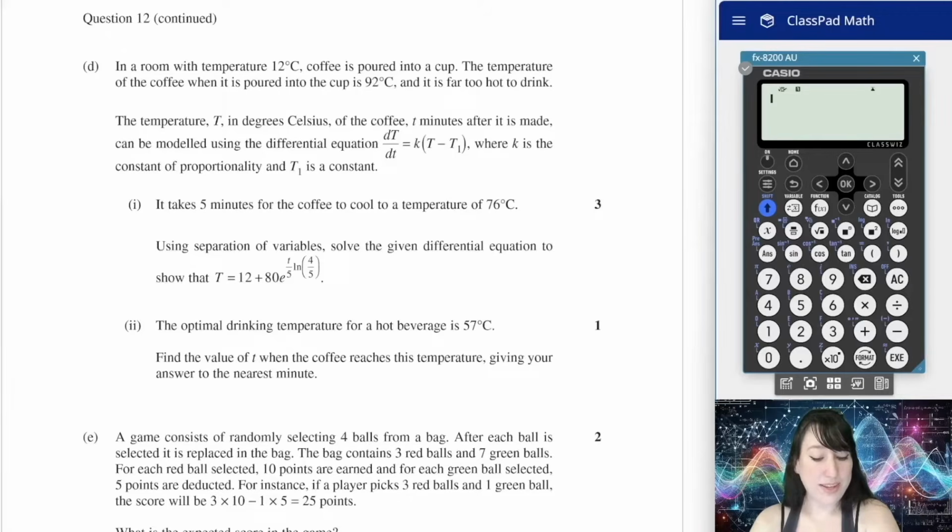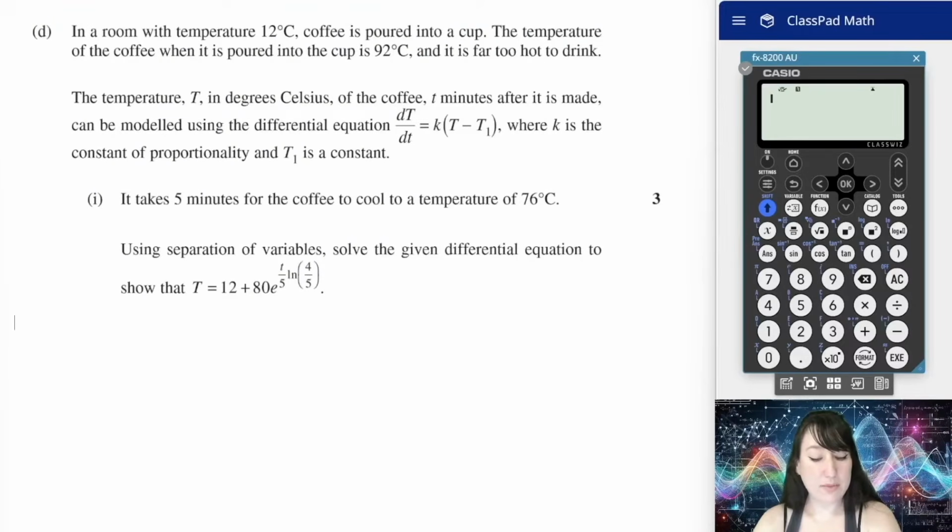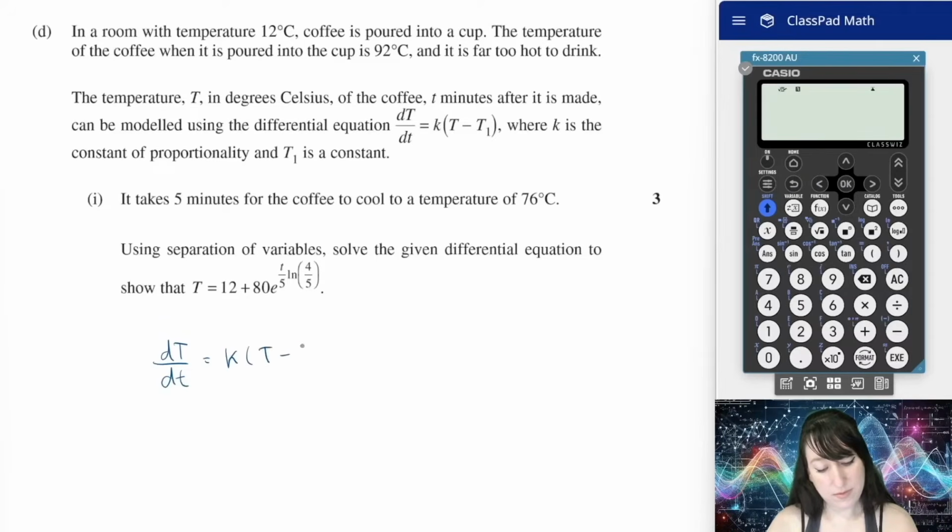Part 1. It takes 5 minutes for the coffee to cool to a temperature of 76 degrees Celsius. Using separation of variables, solve the given differential equation to show that T equals 12 plus 80 times e to the (t over 5) ln of 4/5. All right, let's start solving that differential equation by separation of variables. Let's get the capital T stuff on the left and the lowercase t stuff on the right.